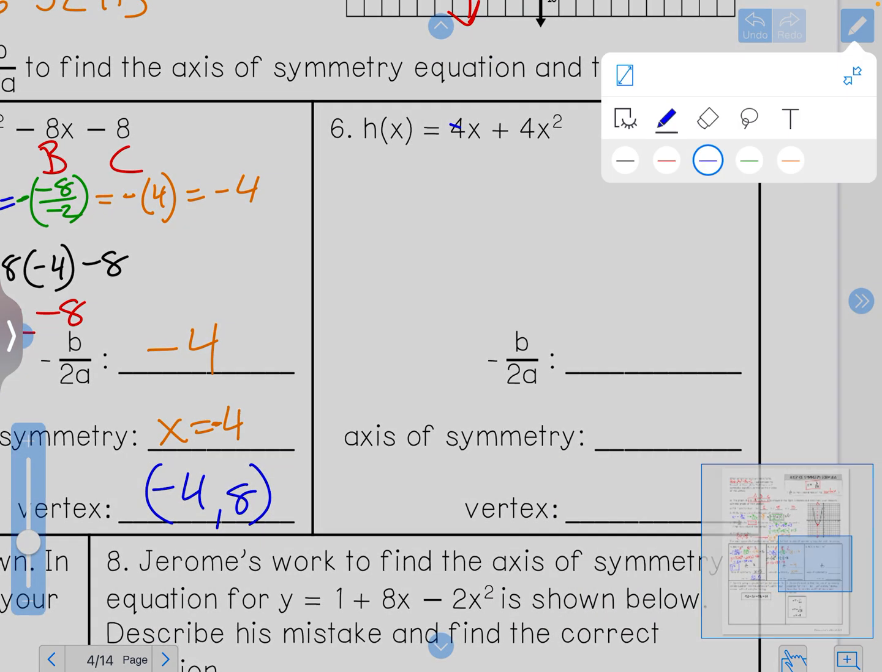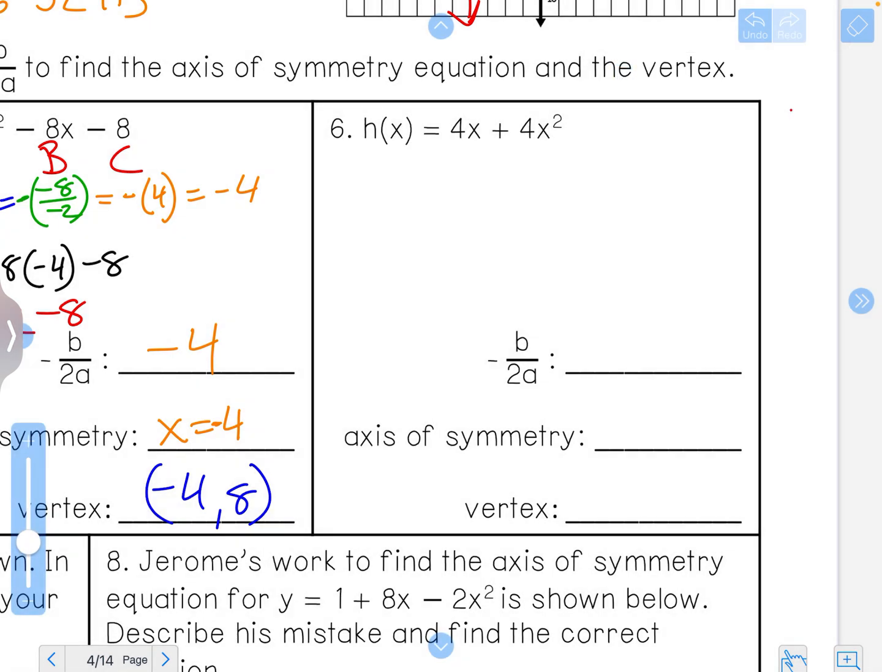All right, I want you to do this one on your own, but I'm going to point out one key thing here. Our A is always in front of the square. Our B is always in front of the X. And if there is no C, our C equals 0. So go ahead and check this with the completed class notes.